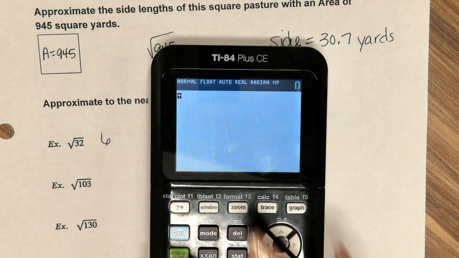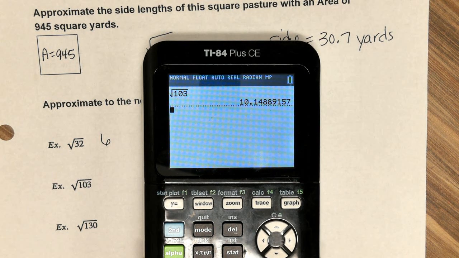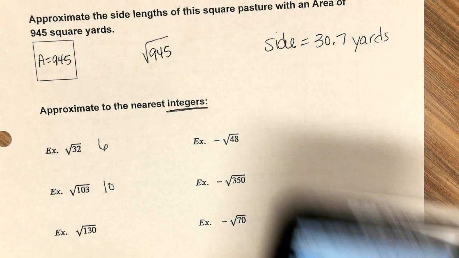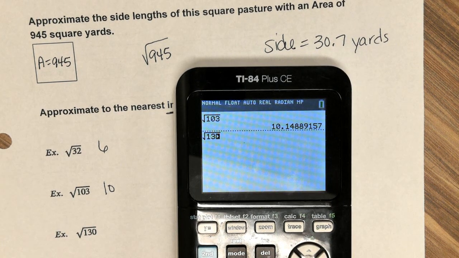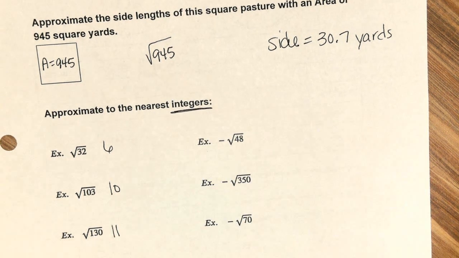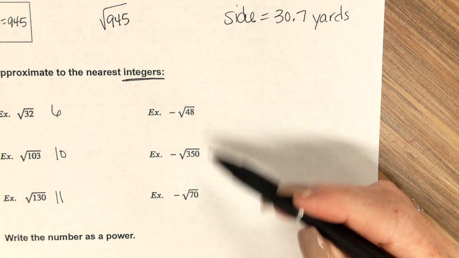Okay, the square root of 103. What is that closest to? 10. The square root of 130. 11. Remember, 5 or more, raise the score. 4 or less, let it rest. What are all these answers going to be?